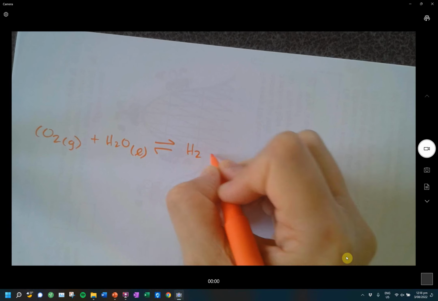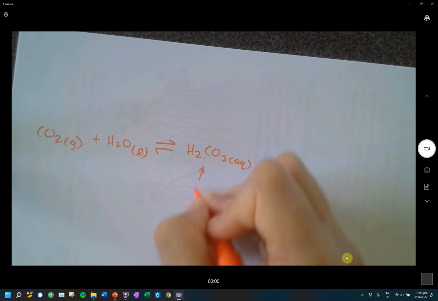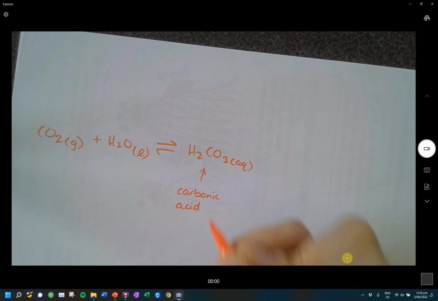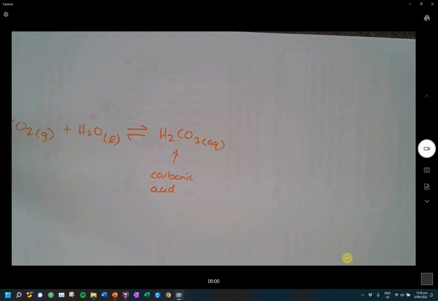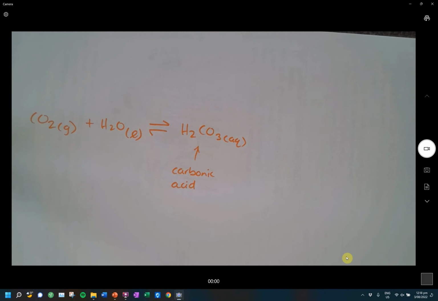So H2CO3, and that's aqueous. So that's your carbonic acid. Are we okay so far? All right, next step then.